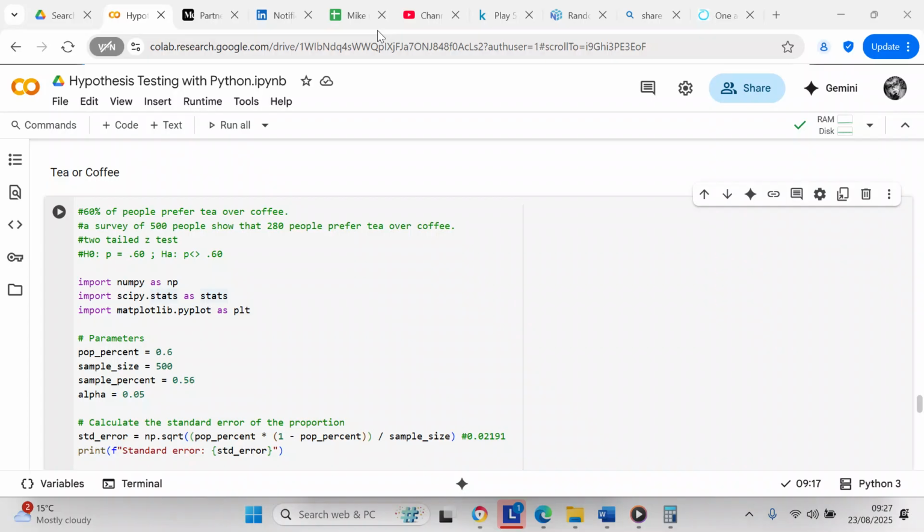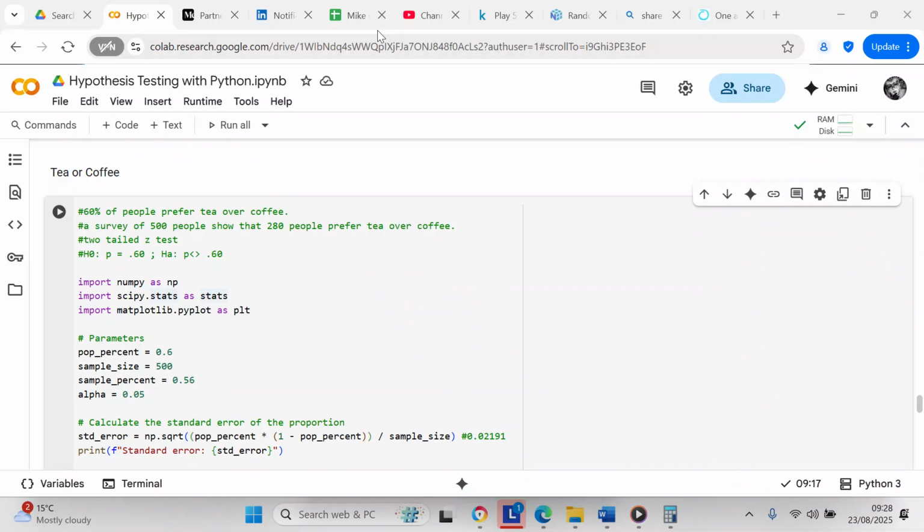So we're going to write a program in Python to solve this problem. In order to execute the program, we have to import 3 libraries. The 3 libraries that we're going to import are NumPy as np. NumPy is a numerical library that performs numeric computations. It creates NumPy arrays, and it also creates distributions.